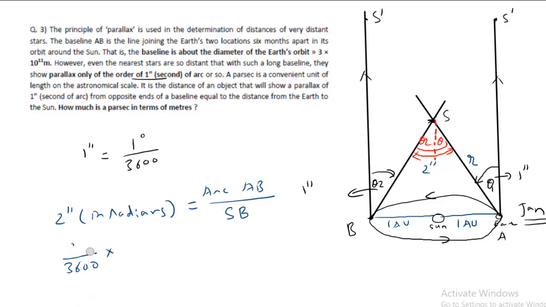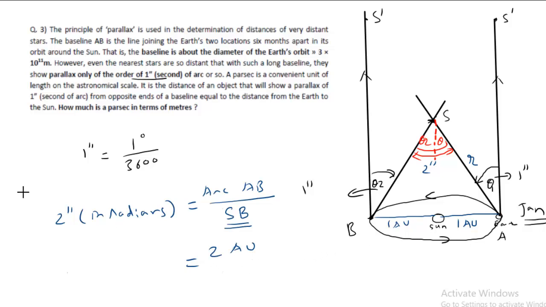One more thing here before conversion, there is a unit called parsec. Try to understand that the length we have to find is SB. Now arc AB is approximately 2 AU. 2 AU means 2 times the distance between Sun and Earth. So arc AB is equal to 2 AU.